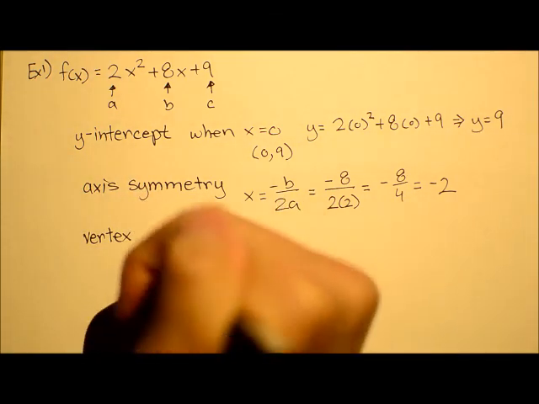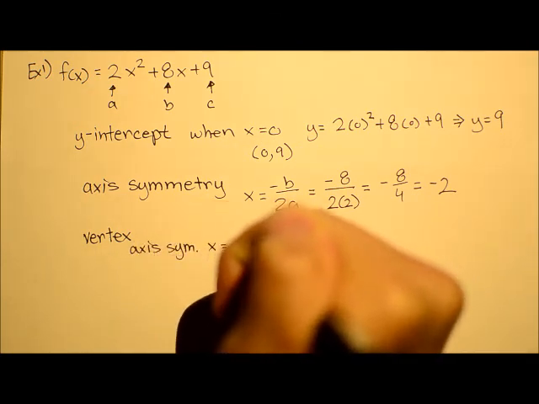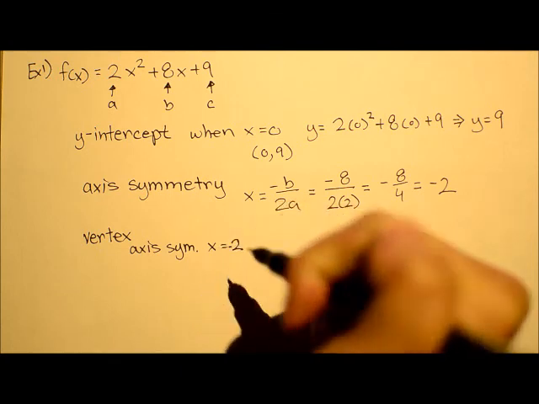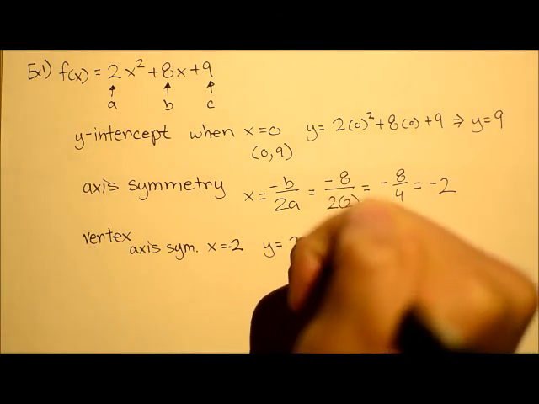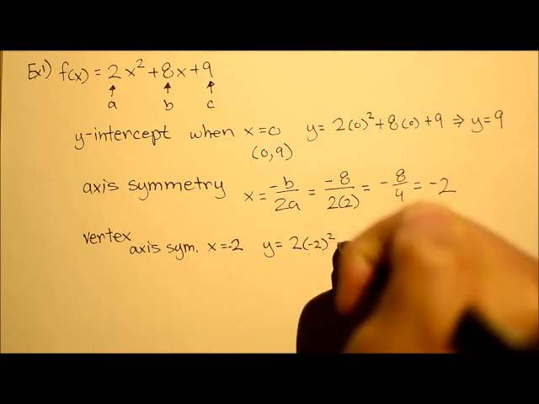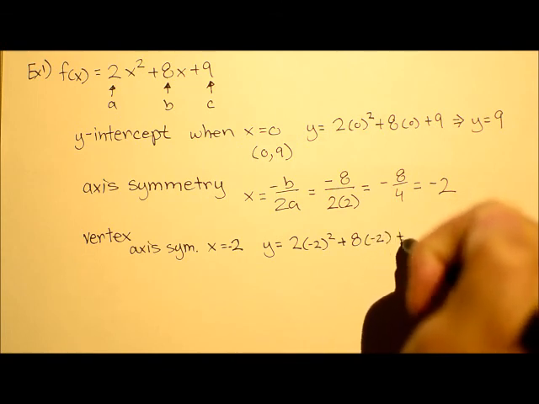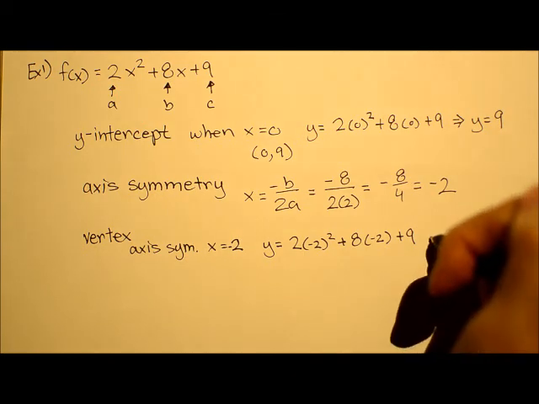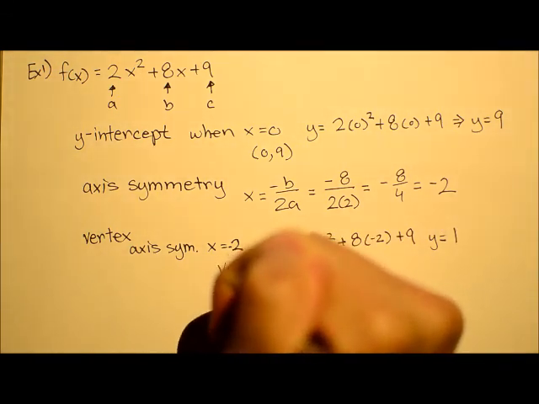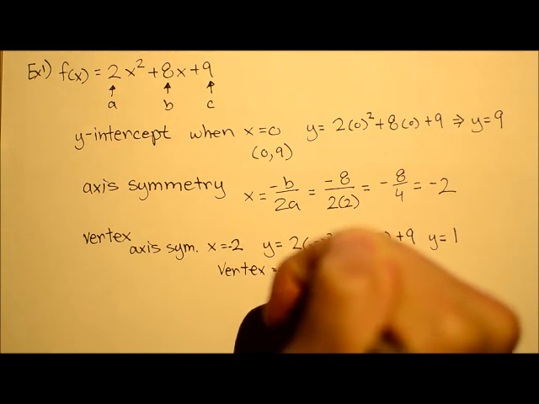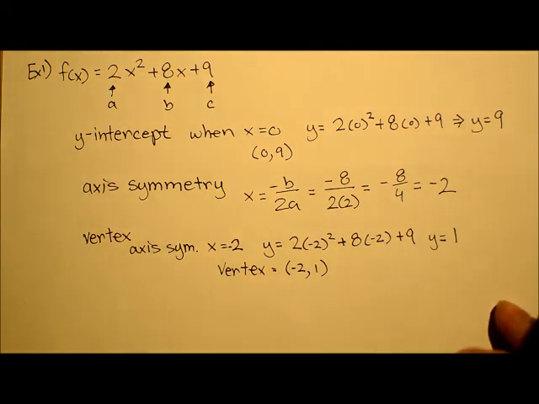So since our axis of symmetry is x equals negative 2, then that means we are going to plug it in. Y is equal to 2 times negative 2 squared plus 8 times negative 2 plus 9. Y will be equal to 1. So thus our vertex will equal negative 2 comma 1.